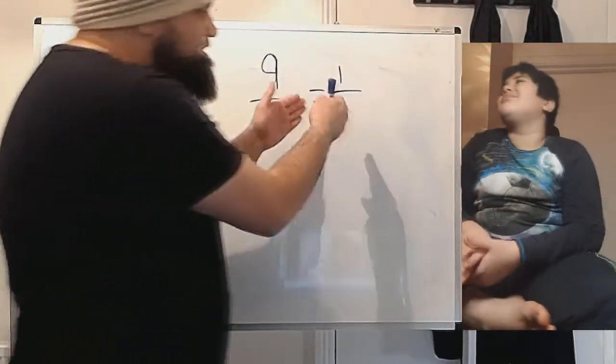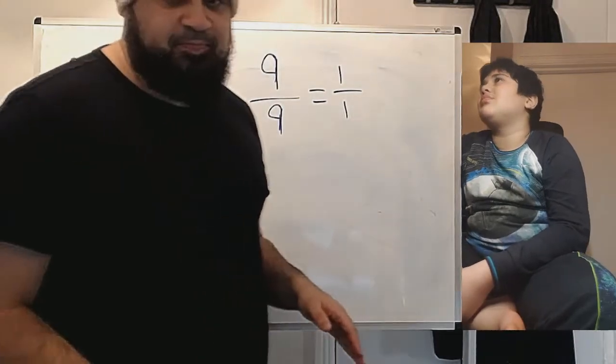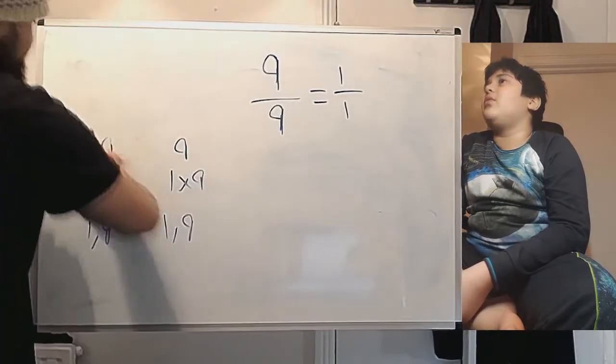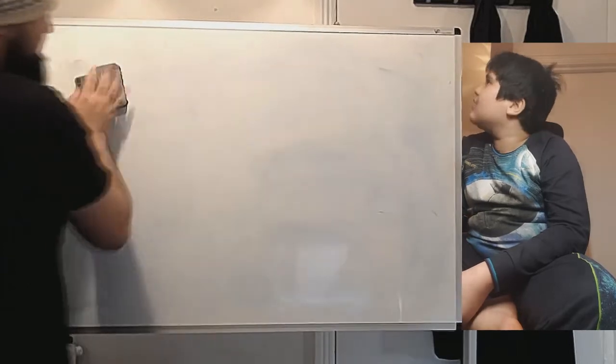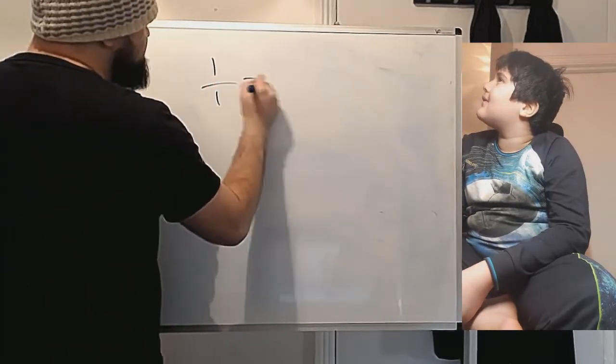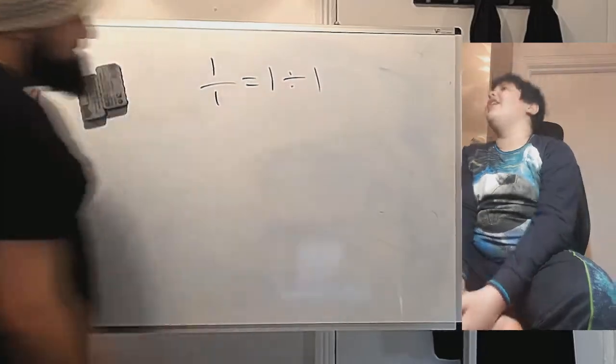Now, what does 1 over 1 actually mean? Let's get into our next topic. 1 over 1 just means 1 divided by 1.